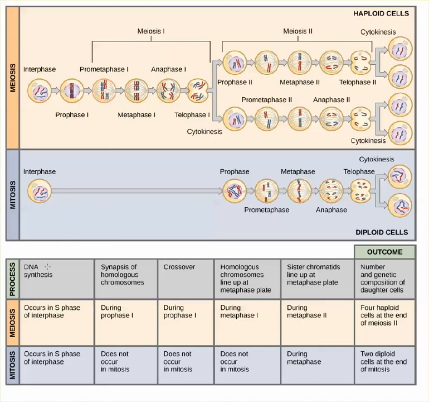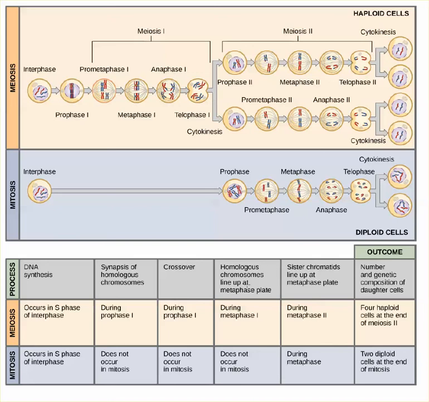So at the bottom, we're looking at several processes: DNA synthesis, synapsis of homologous chromosomes, crossing over, homologous chromosomes lining up at the metaphase plate, sister chromatids lining up at the metaphase plate, and the number and genetic composition of the daughter cells. So in both meiosis and mitosis, S phase of interphase is when the DNA replicates. In other words, both processes involve sister chromatids. Synapsis of homologous chromosomes only occurs during meiosis, and that's during prophase of meiosis 1, also called prophase 1. Crossing over, for our purposes of discussion, only occurs during meiosis, again during prophase of meiosis 1.